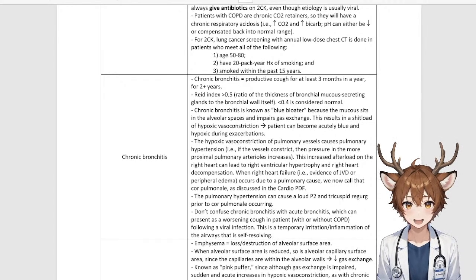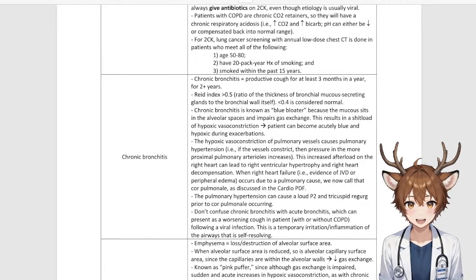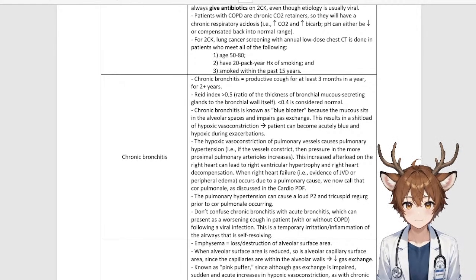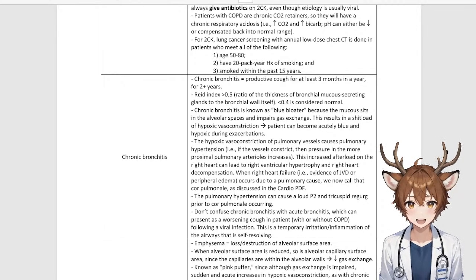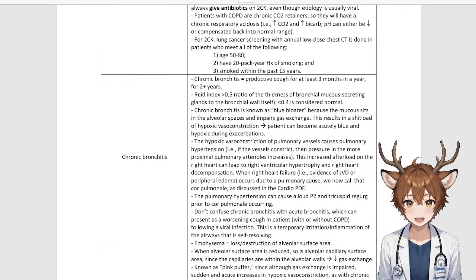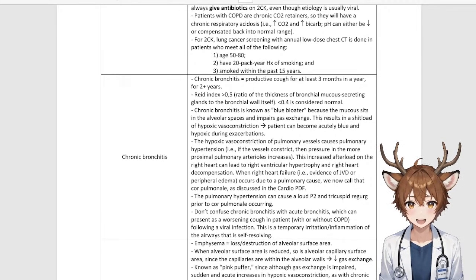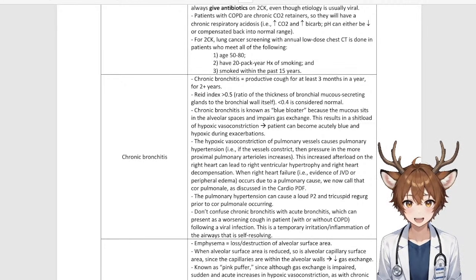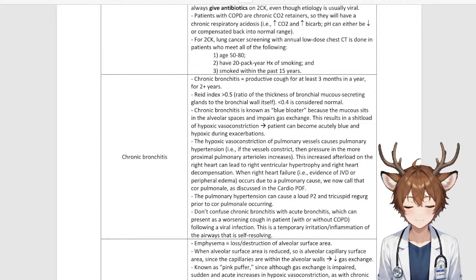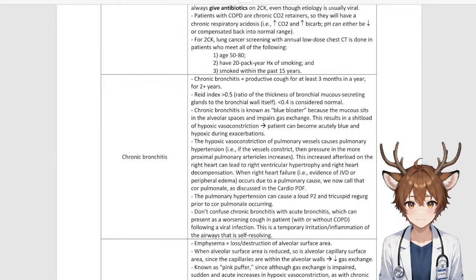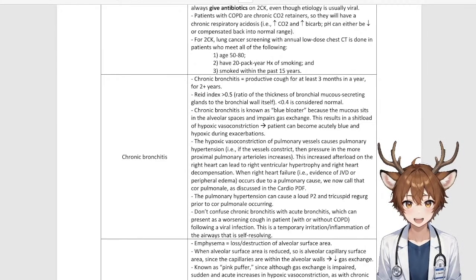The pulmonary hypertension can cause a loud P2 and tricuspid regurgitation prior to cor pulmonale occurring. Do not confuse chronic bronchitis with acute bronchitis, which can present as a worsening cough in patients with or without COPD following a viral infection. This is a temporary irritation or inflammation of the airways that is self-resolving. So don't confuse the two.